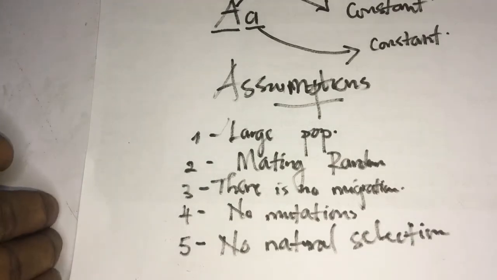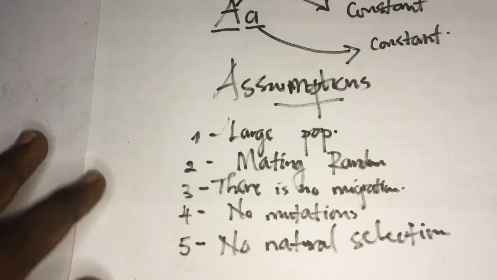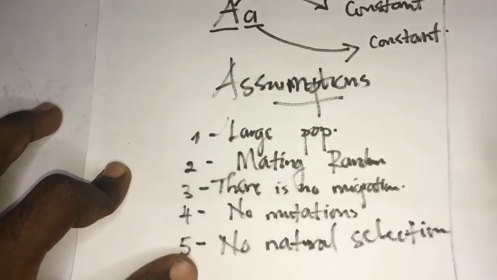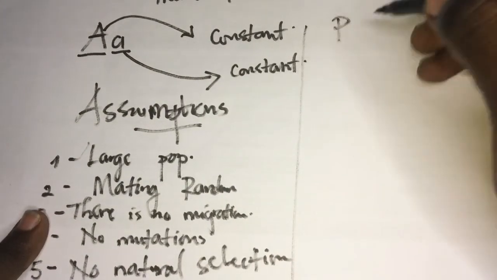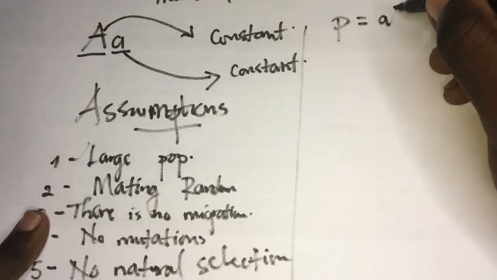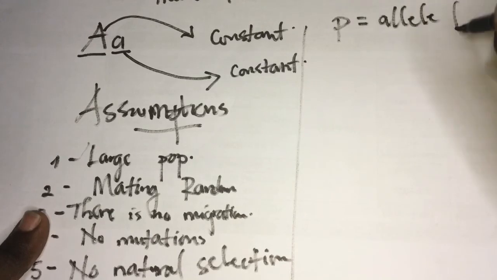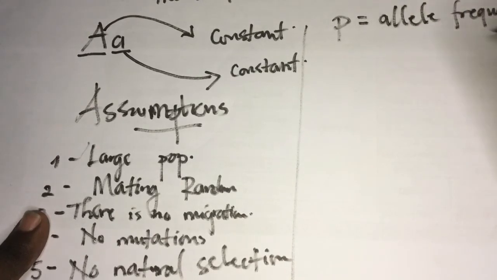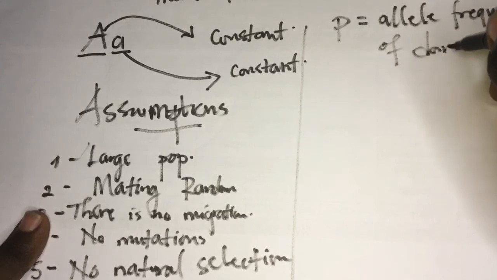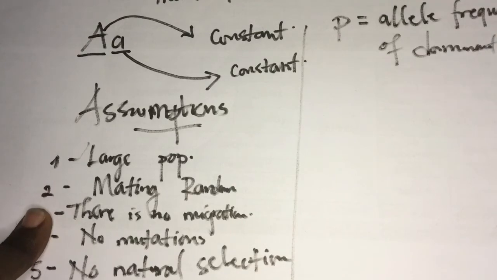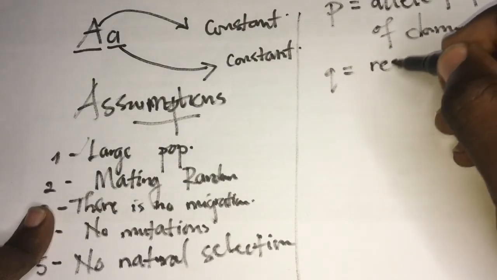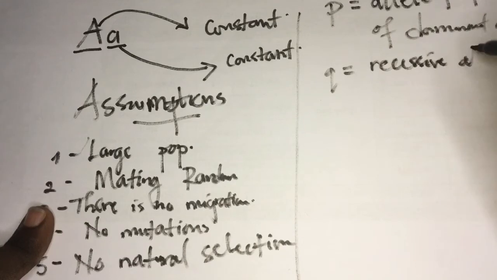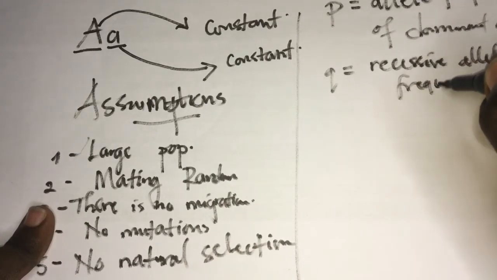So if you know how to state the Hardy-Weinberg equilibrium, you know how to state its assumptions. The next thing we are going to look at is the equation. Now P is used to denote the allele frequency of the dominant allele, or you can call it the dominant allele frequency, while Q is used to represent the recessive allele frequency. Just for you to know the symbols.